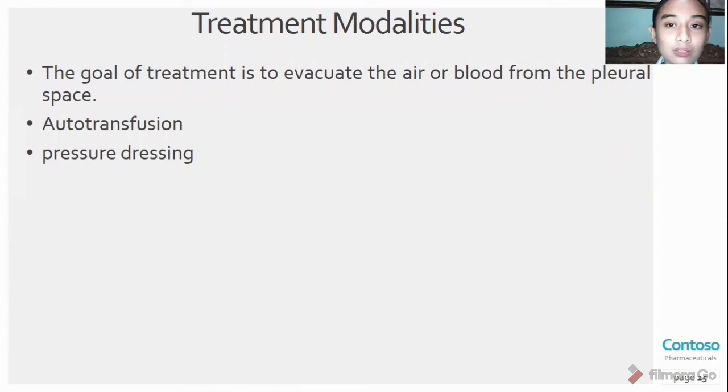Treatment: the goal of the treatment is to evacuate the air or blood from the pleural space. Autotransfusion may be needed if an excessive amount of blood enters a chest tube in a relatively short amount of time. It involves taking the patient's own blood that has been drained from the chest, filtering it, then transfusing it back to the vascular system. Pressure dressing is sealing the opening with a gauze impregnated with petroleum.